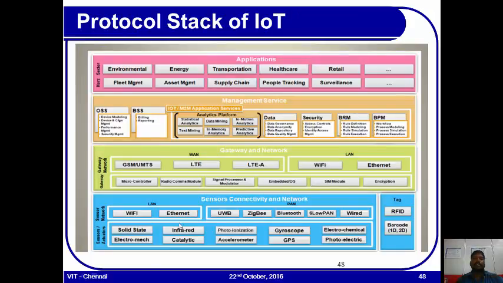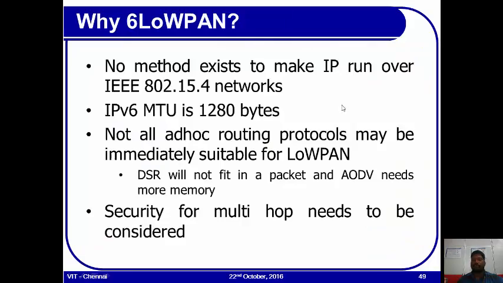We have a protocol stack, that is sensor, connectivity and network with respect to LAN, PAN and tag-wise. On top of that, we have a gateway and networking. We have a set of controllers, and WAN and LAN networking perspective. On top of that, we have management services with respect to billing, reporting, device modeling, analytics, data, security, BRM. On top of that, end user applications: environmental, fleet management, energy, asset management, transportation, healthcare, retail, and the list goes on.